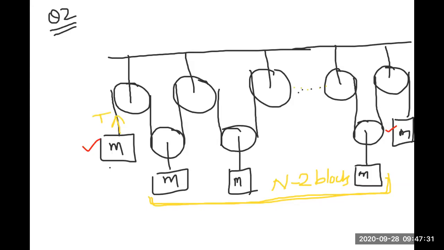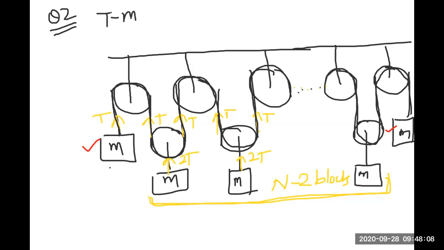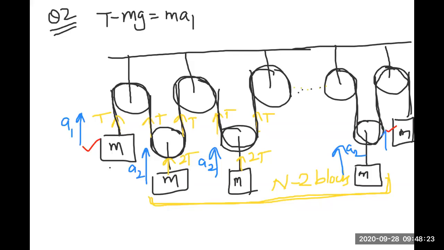If here I assume the tension T, here the tension will become 2T, because this is a single string. This is a single string, a huge single string, right? So throughout, the tension should remain the same. What is the equation that I will write for the side blocks? I will write T minus mg is equal to ma1. So I am assuming that the acceleration of this is a1, this one is a2, this should also be a2, this also a2, and this should be a1.